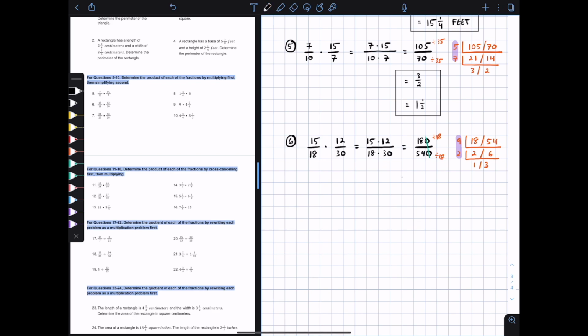And then, let's see, that would just be 1/3. And since that's a proper fraction, that's it. We don't have to do any other versions of it. All right, that's number 6.